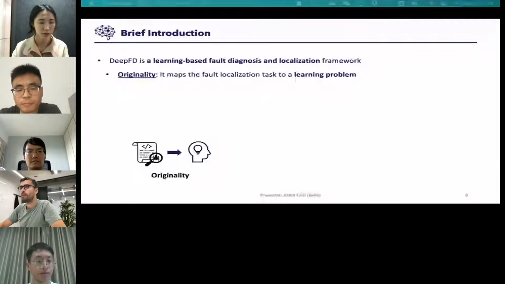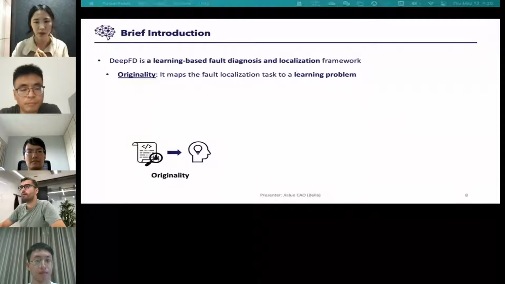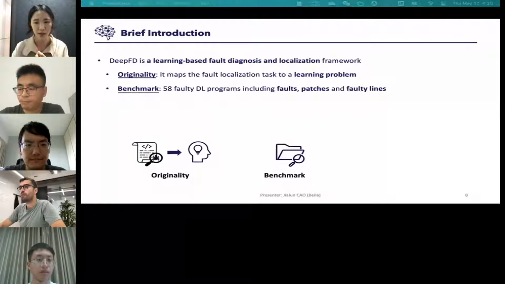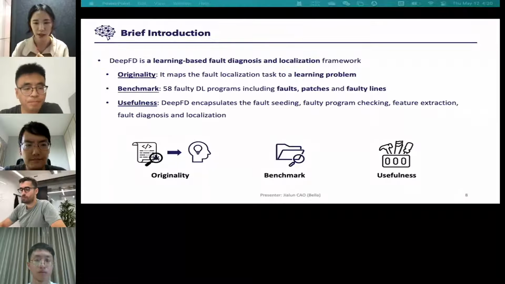In conclusion, DeepFD maps the fault localization task on DL programs to a learning problem. We also constructed a benchmark for future fault localization works, and the work encapsulates fault seeding, faulty program checking, feature extraction, fault diagnosis and localization, and it has been made available online. That's all for this presentation.